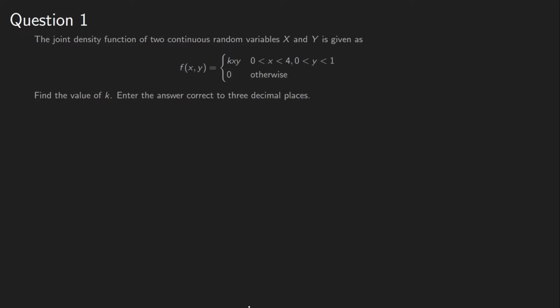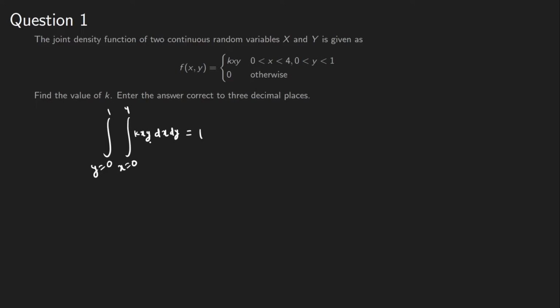As we know, the property of the probability density function is that when you integrate it over the full range of the random variables for which this PDF is defined, it becomes equal to 1. So we can write it as: when we integrate from y equals 0 to 1, the full range of y, and the full range of x also, of the PDF kxy dx dy, it has to be equal to 1. Using this property, we can extract the value of k. So let's start integrating it.